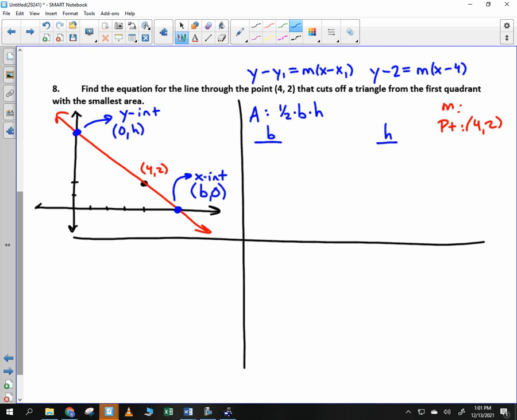Notice that for b, I have an x value and I have a y value, don't I? Let's plug those in. What do you plug in for y? 0. And you have 0 minus 2 is equal to m times what goes in for x? B. So if I go ahead and simplify this, I get negative 2 is equal to m times b minus 4.